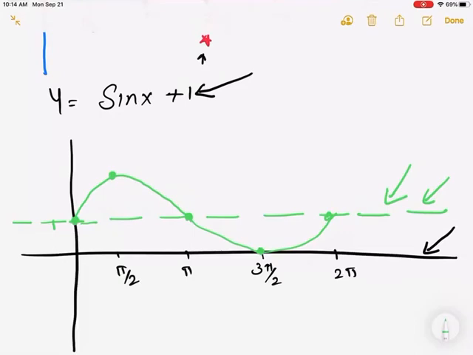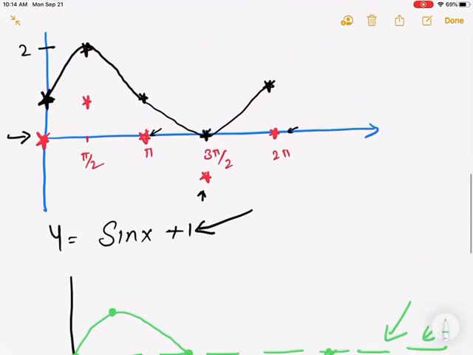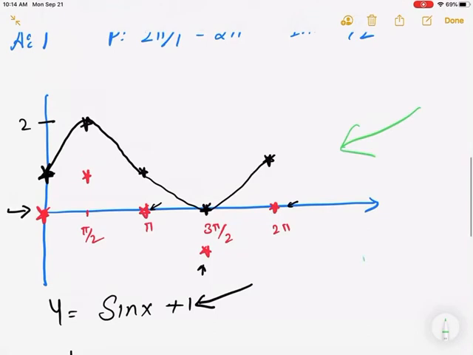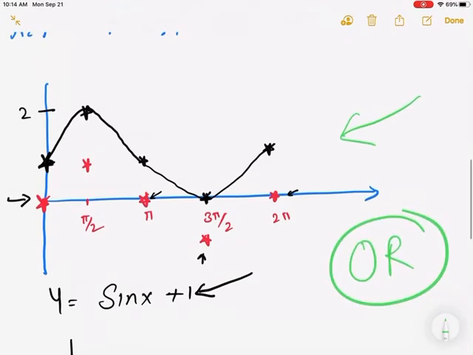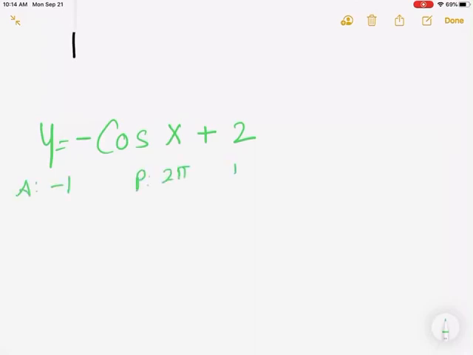That's what I did. If you don't like this way, there is another way. So either or, whichever way is easier for you, just do that. Okay, I'm going to show you one more, and then I'll see if I can draw one for horizontal shift. Okay, let's say I have cosine. Let's say it's negative cosine x, and it's +2. Amplitude would be -1, period would be 2 pi, intervals would be at pi/2.